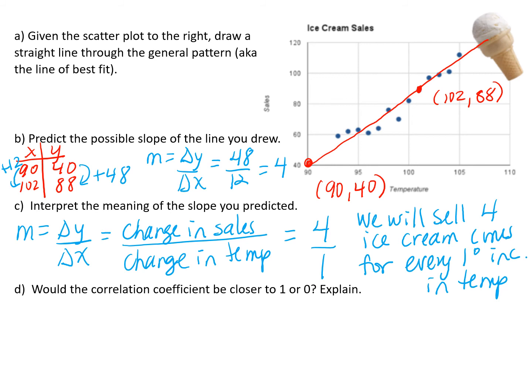And then the last question asks us, would the correlation coefficient be closer to 1 or to 0? And it asks us to explain. Again, 0 is that hot mess of just a bunch of random dots that really don't have any correlation, essentially. Whereas these dots lie pretty close to the line, and that line is going up the hill, so that would have a positive correlation. So this is going to be closer to 1.